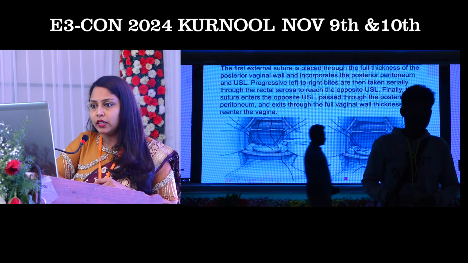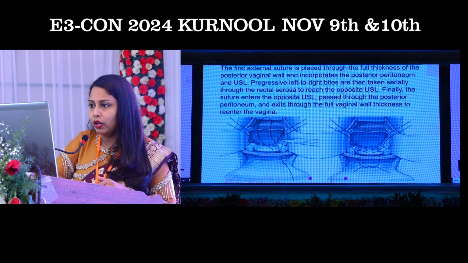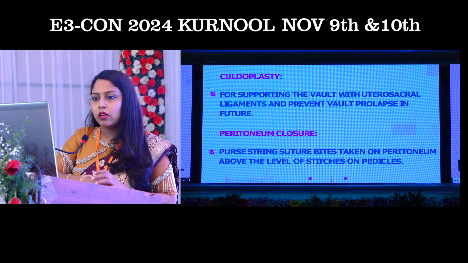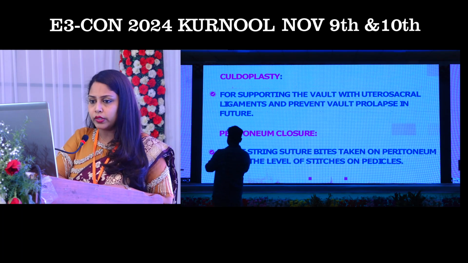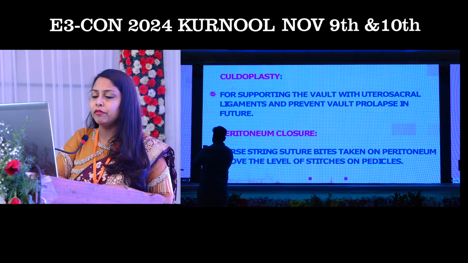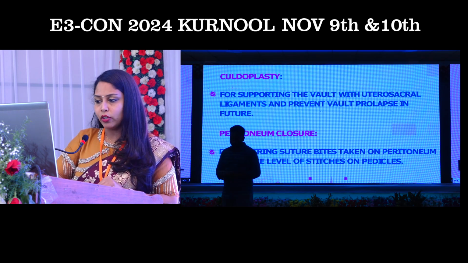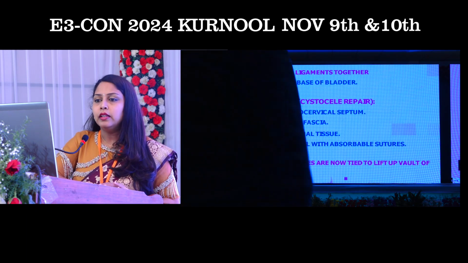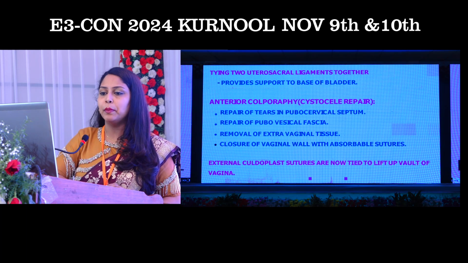The first external suture is placed through the full thickness of the posterior vaginal wall. This incorporates the posterior peritoneum and uterosacral ligament. Culdoplasty: this is done for supporting the vault with uterosacral ligaments and to prevent vault prolapse in future. Peritoneal closure: the purse-string suture bites are taken on the peritoneum above the level of stitches on the pedicles. Tying the two uterosacral ligaments together provides support to the base of the bladder.